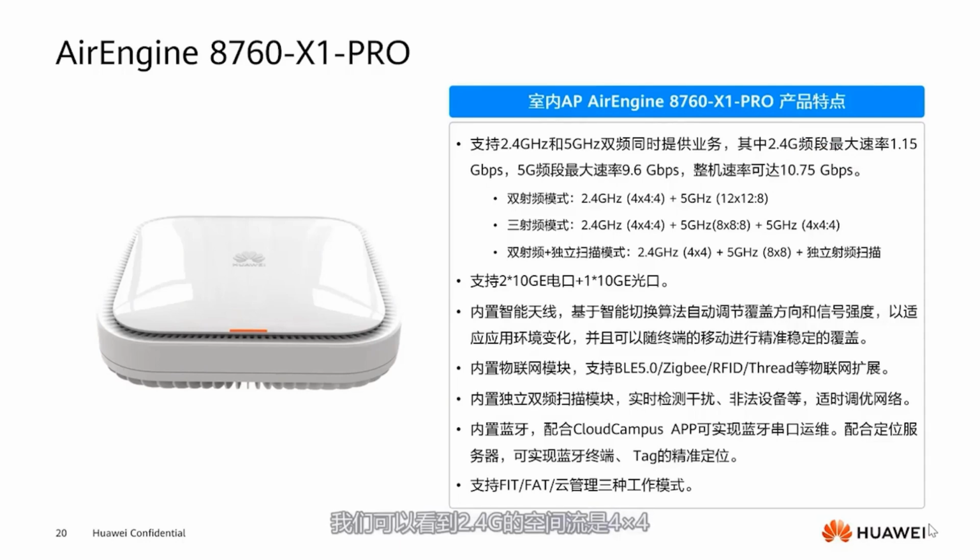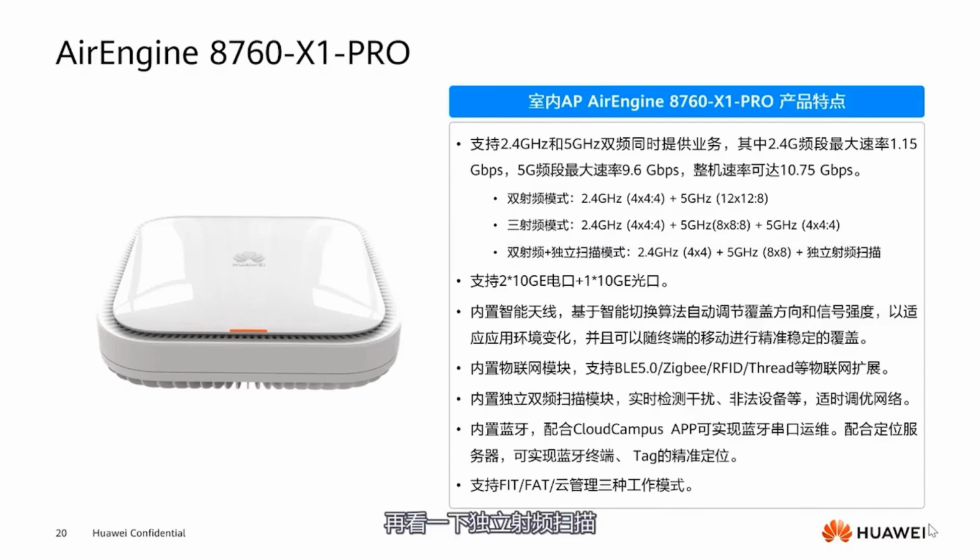We can see that the spatial stream for 2.4 GHz is 4x4. If it's dual band, the 5 GHz can reach 12x12 spatial streams. Of course, the actual maximum spatial streams achievable are 8. If it's tri-band, the spatial streams can reach 8x8 plus 4x4.